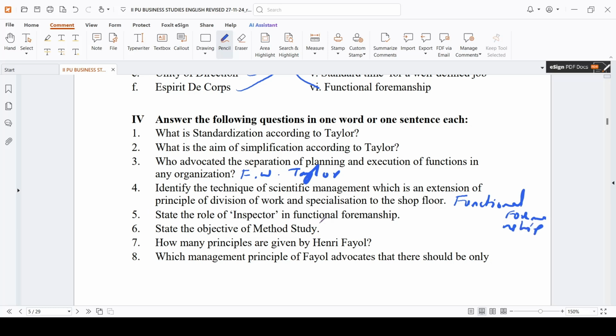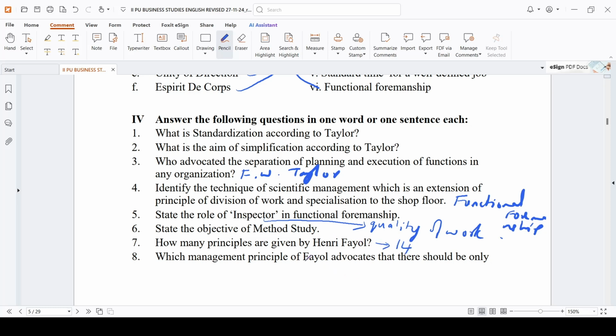State the role of inspector in functional foremanship. What will he do? What is the work of the inspector in functional foremanship? He will check the quality of the work. Quality of work. State the objective of method study. There will be one best method to do a job. That is the objective. How many principles were given by Henri Fayol?